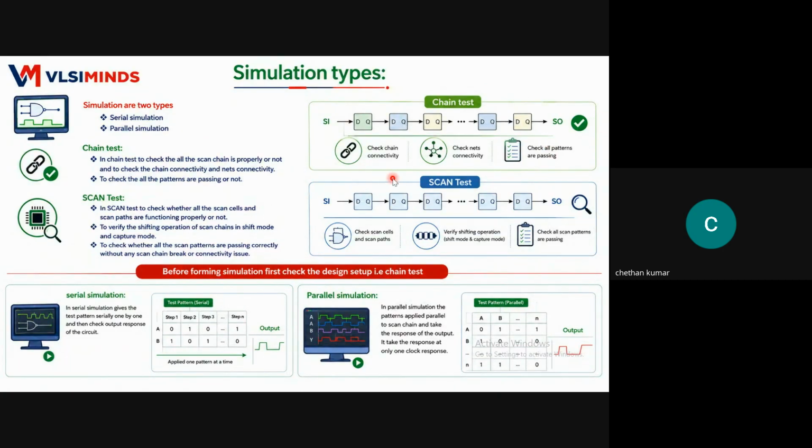Totally we require the length of the scan chain, plus the capture cycle, and then we have the loading and unloading cycles also.